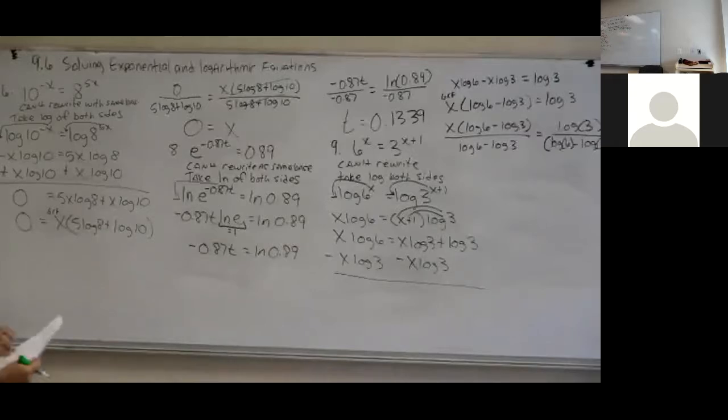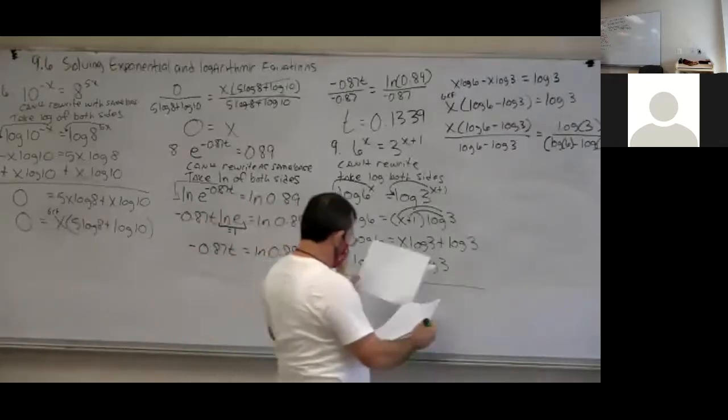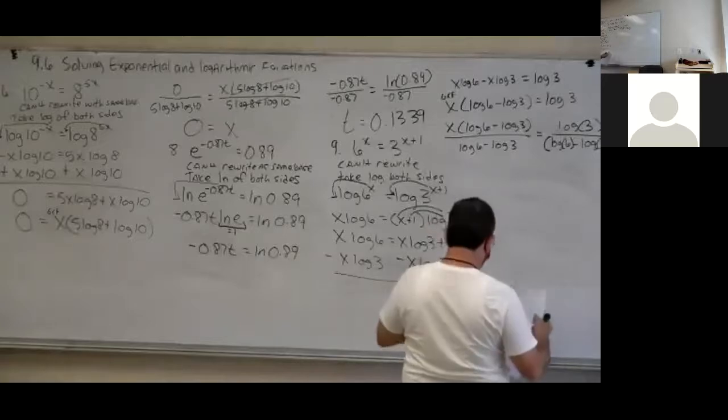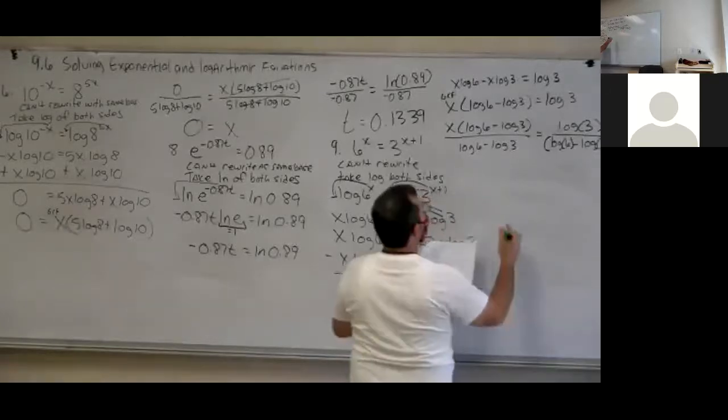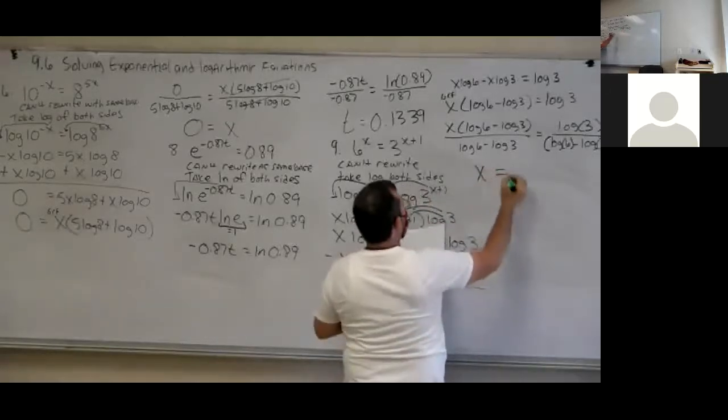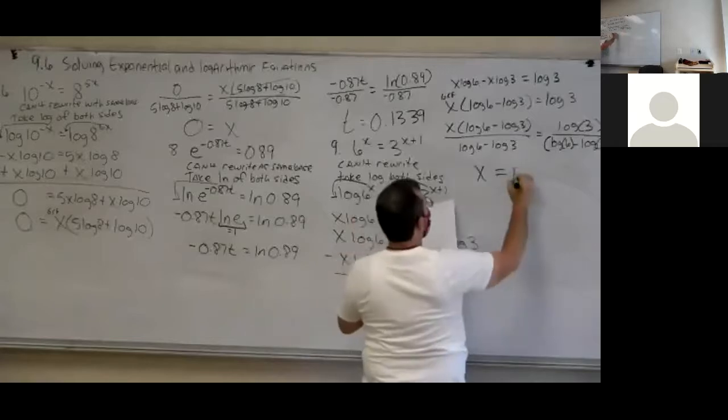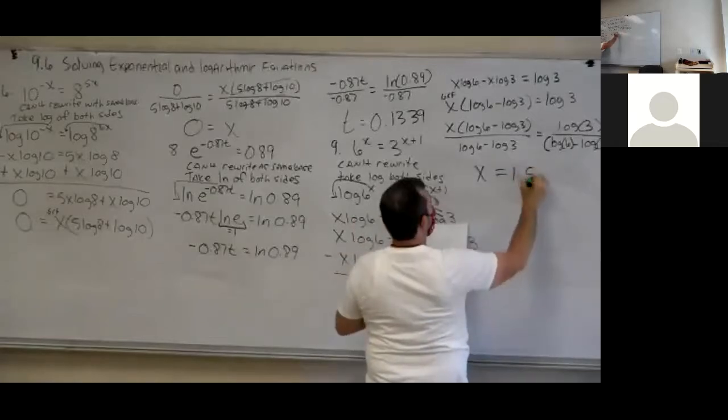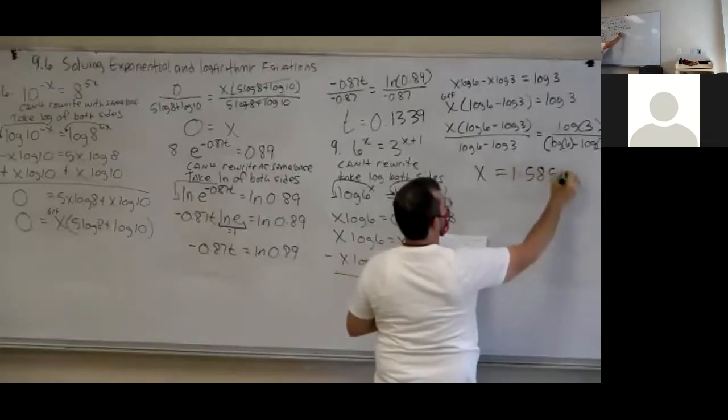So that's number 9. Let's see, what did I get on number 9 when I shot that to? I get x is approximately 1.5850.